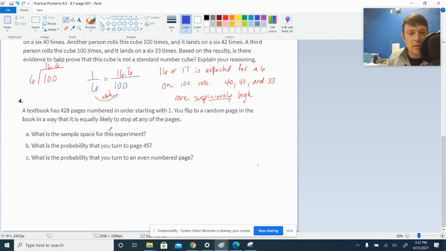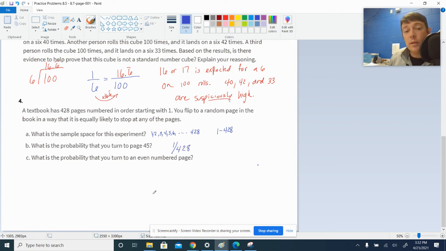What is the sample space for this experiment? Well, it's 1, 2, 3, 4, 5. How much time you got? We could keep going all the way to 428. We're not going to do that, okay? I'm not going to make you do that. There's not enough space on this page. All right, it's 1 through 428. That's your sample space. We're going to do that as a range this time, okay? What's the probability that you turn to page 45? Well, a lot of people will write 45 out of 428. That's wrong. 45 is only one of the 428 pages, and that's your odds of actually getting that. It's 1 out of 428.